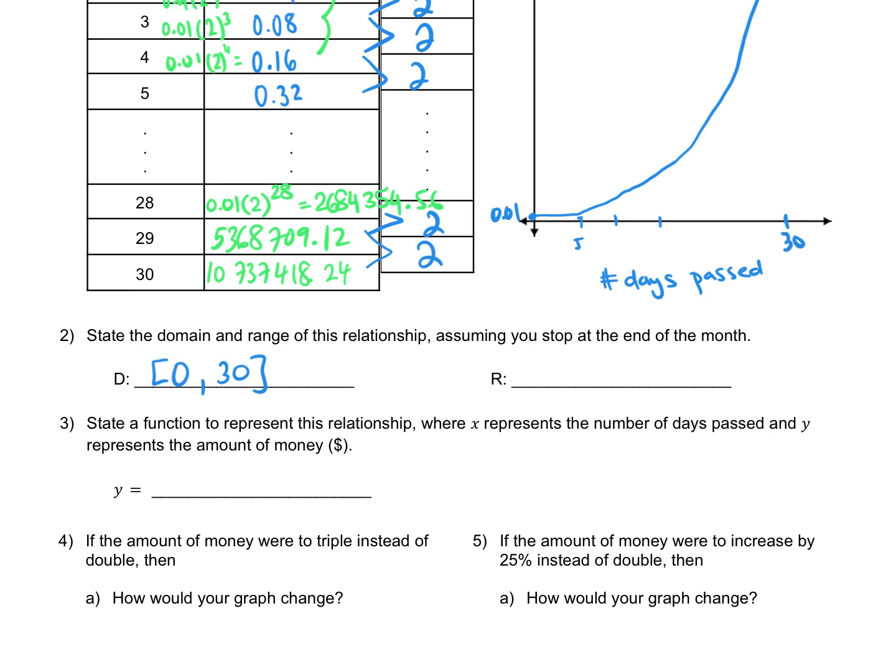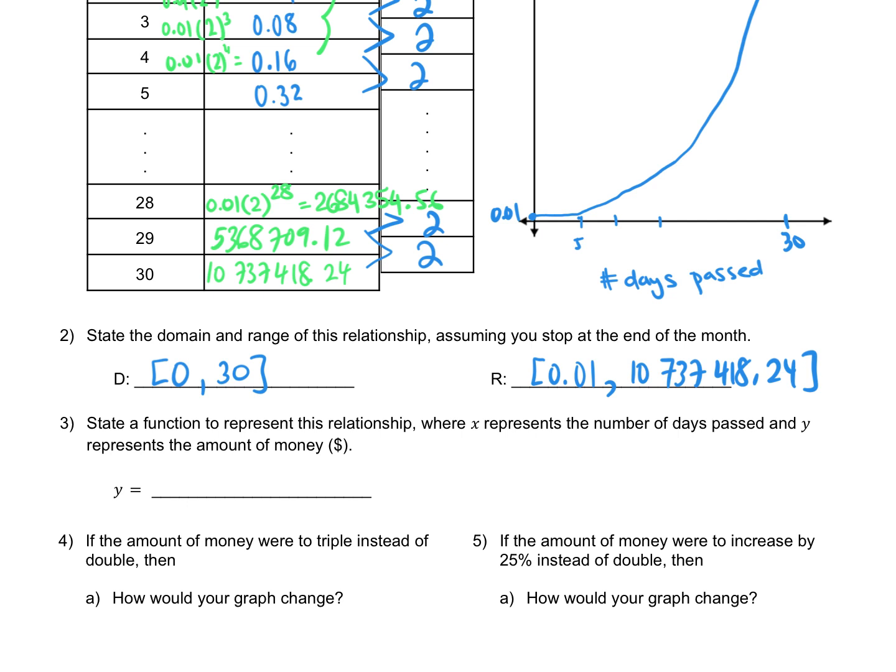However, our starting value is 0.01, and the highest we get is to that 10,737,418.24. So that's my range. The domain and range for word problems are different because we have to take the scenario into consideration.